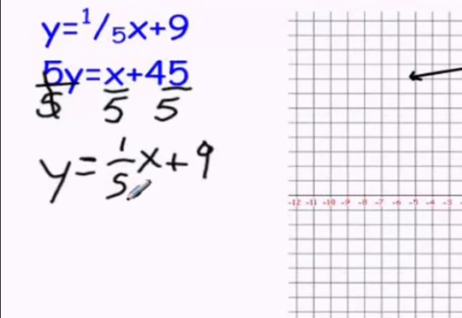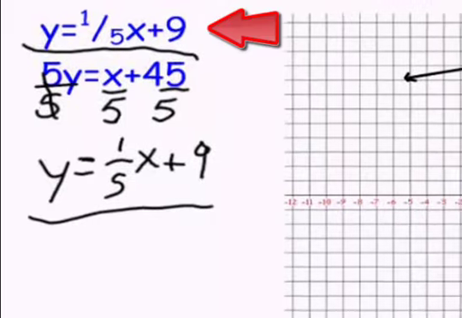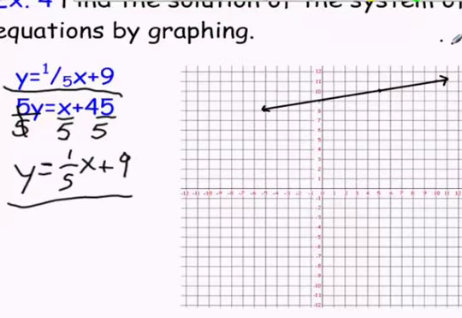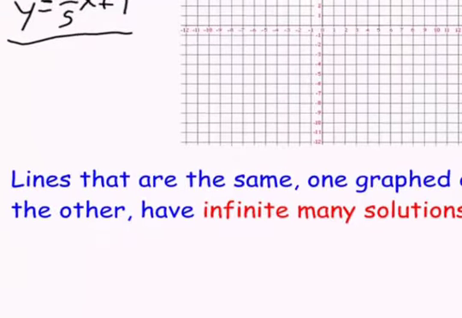Now if you'll notice, this is the same as this. So essentially what I'm doing is graphing over the same line. It should be on there the whole way. So, remember our definition of a solution. A solution is where they intersect or where they touch. These two lines touch everywhere. So they have what is known as infinitely many solutions.